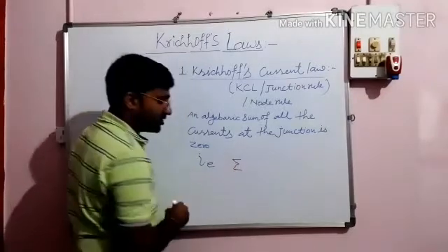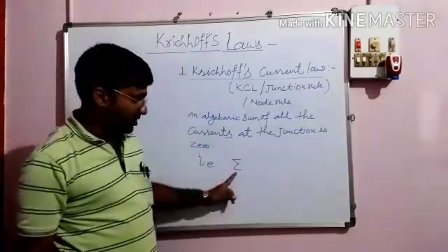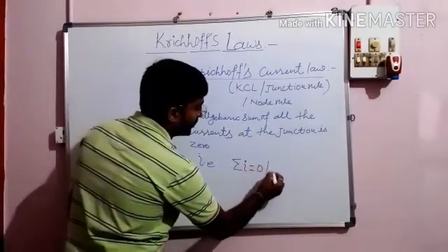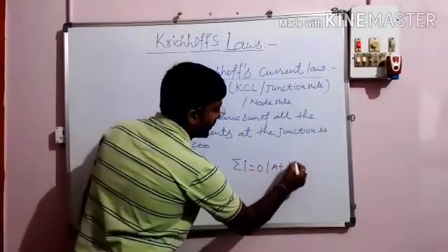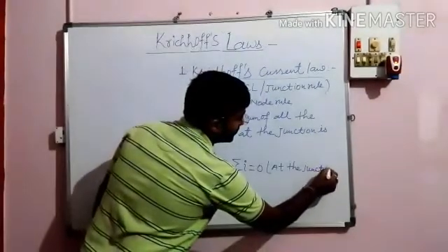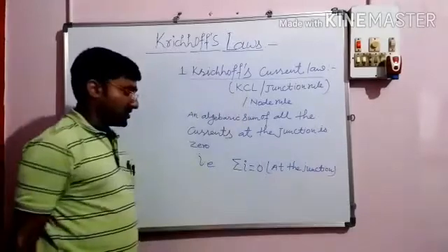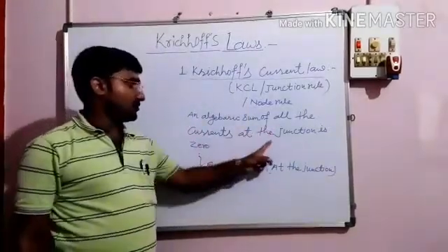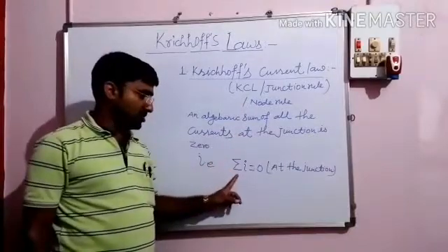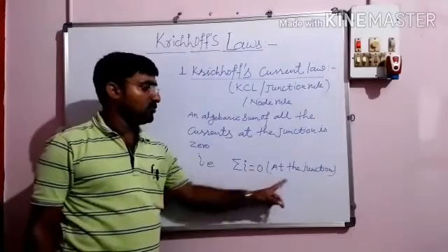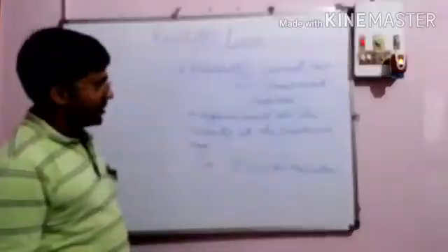सिग्मा. समेशन के लिए हम लोग यूज करते हैं सिग्मा का. सिग्मा I इज जीरो. और ये कहाँ जीरो है? At the junction. It is clear. An algebraic sum of all the currents at the junction is zero. That is summation of I. Sum of current, total current is equal to zero at the junction.